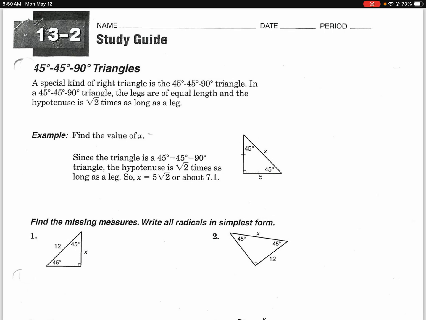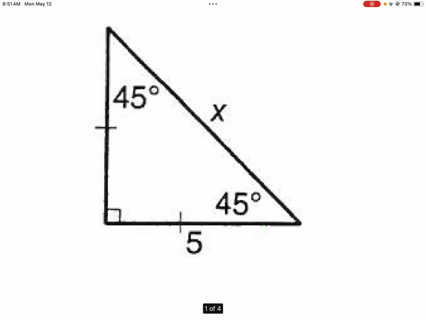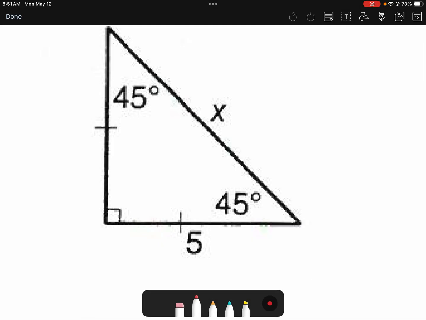This is the study guide for section 13.2. We're going to look at 45, 45, 90 triangles. Remember what we discussed in the lesson portion of our videos. When you have a 45, 45, 90 triangle that looks like that, the legs are the same, the acute angles are the same, your biggest angle is a right angle. Your legs, if you know one, you know the other.